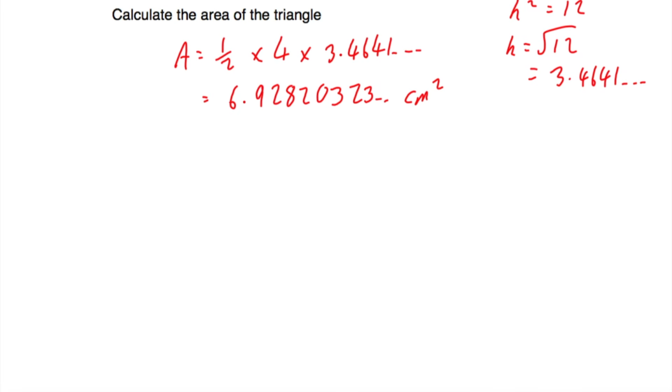And let's just round that. Let's round it to 2 decimal places. That'll be 6.93 centimetres squared to 2 decimal places. And that's it. Okay, let's have a look at our next question.